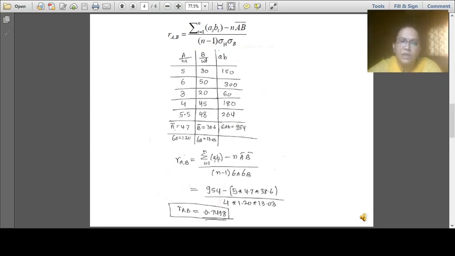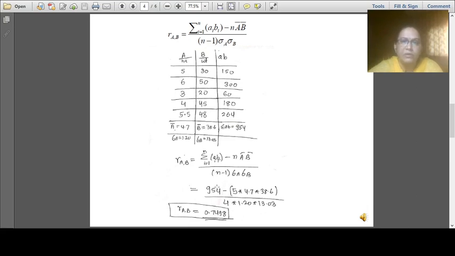Suppose this value is negative, it means we can say that they are inversely proportional to each other, meaning if you increase one, the other decreases. Then if the value is 0, it means height and weight are completely independent. So this is the calculation of the Pearson coefficient value. In this way we can calculate the correlation between two variables.